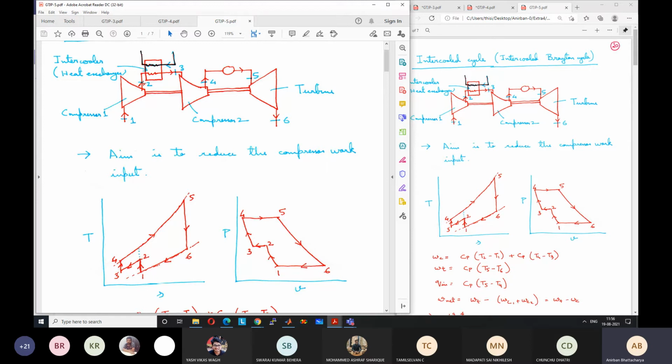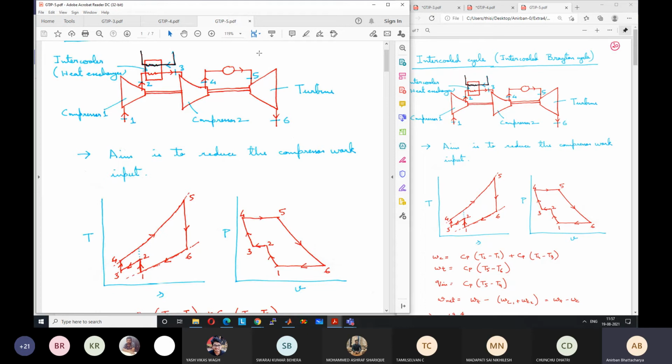From P1 to P2, and then at this point we are cooling the air by using some heat exchanger. We are cooling the air from T2 to T3, reducing the temperature. Then we have a second compression process where we again increase the pressure from P3 to P4. P3 is equal to P2 because this cooling occurs at constant pressure, so 2 to 3 is a constant pressure line. Then we again have an isentropic compression from 3 to 4, and we reach the full pressure.